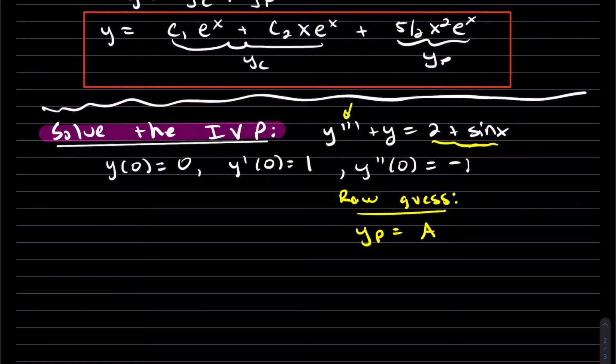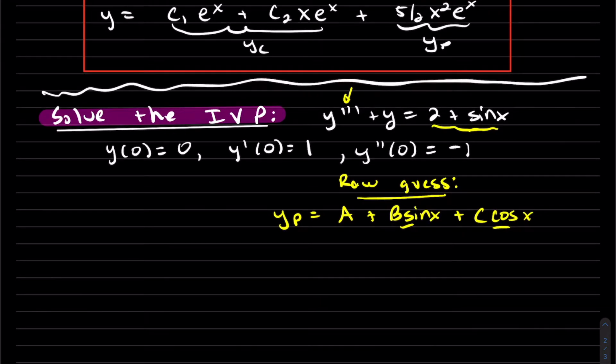And then for sine of x, if you remember from last time, we can't use just A sine of x, we have to use B sine of x. If we're going to have sine of x, any derivative of sine of x needs to be included. So we also have to include C cosine of x. This order wouldn't have mattered. So that's going to be our raw guess.